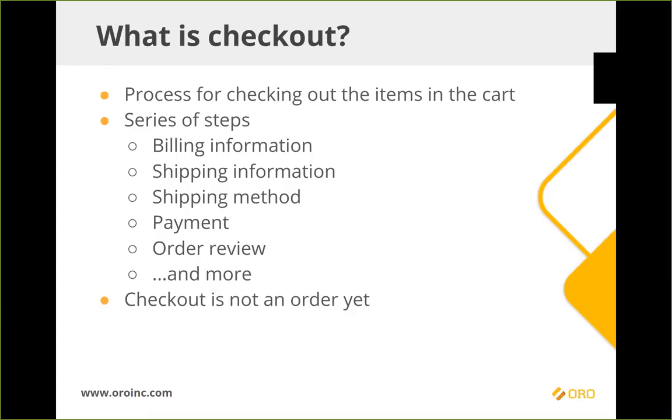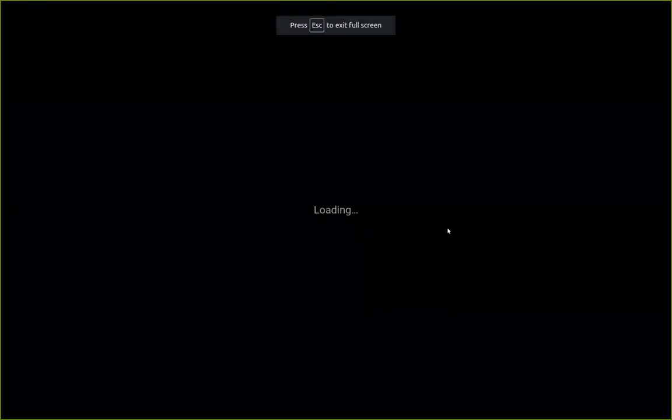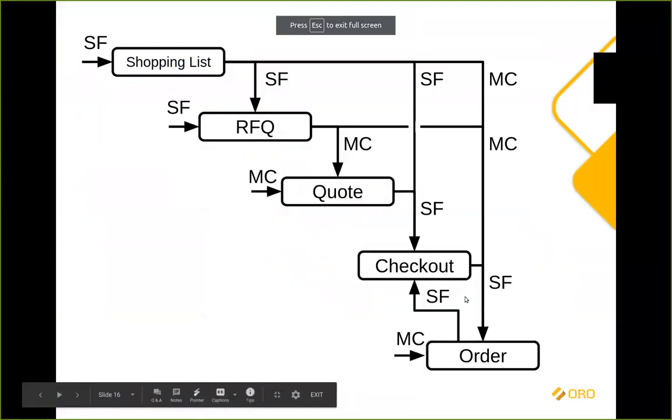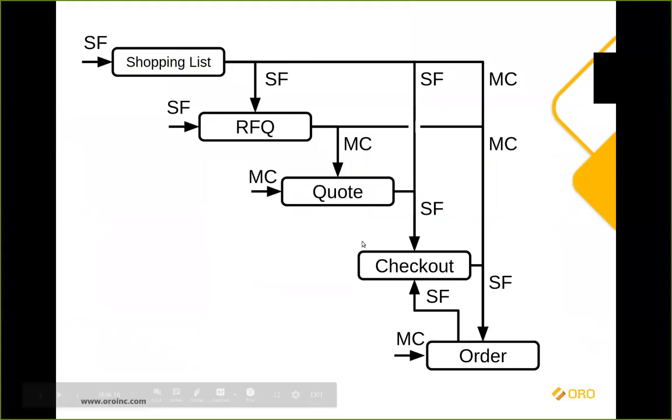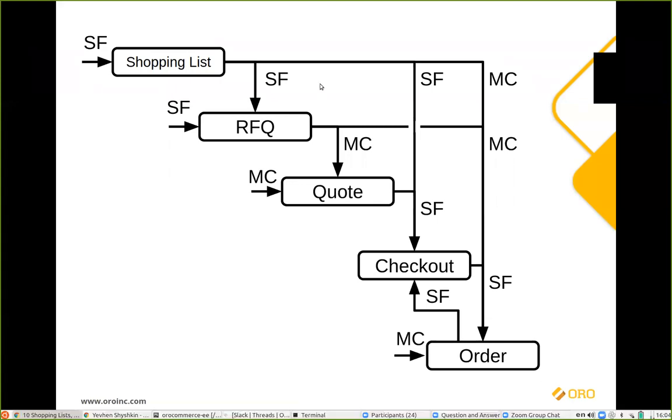Pay attention that the fact that checkout was started doesn't mean that the order was created. So let us return to that schema and check it again. Here we can see that checkout is a separate entity in this sales flow, and it is in fact a container used as a temporary storage for data, which is then used to create an order. All these arrows, all these conversions are still valid, and checkout is a separate entity, and it does not mean that the appropriate order has been created yet.